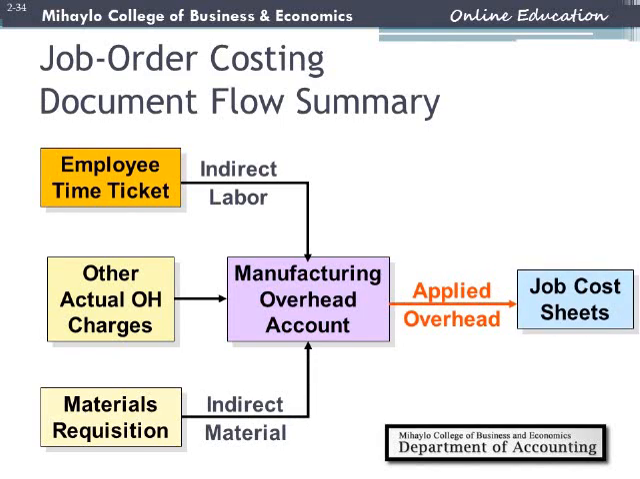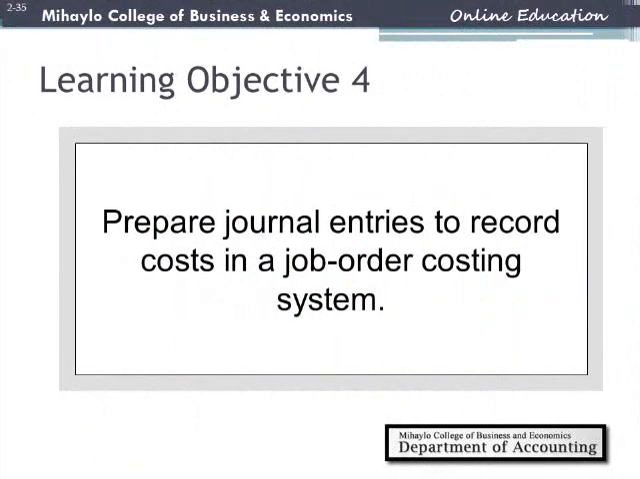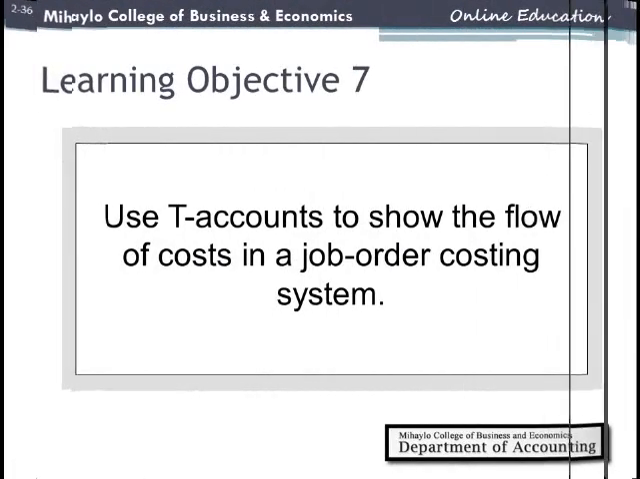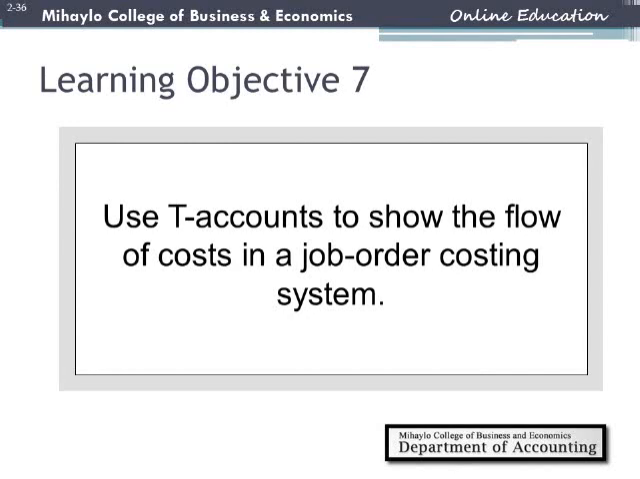Indirect materials and indirect labor are parts of manufacturing overhead. Other overhead costs are charged to the manufacturing overhead account, as incurred. The predetermined overhead rate is used to apply manufacturing overhead costs to jobs. Learning objective number 4 is to prepare journal entries to record costs in a job order costing system. Learning objective number 7 is to use T accounts to show the flow of costs in a job order costing system.